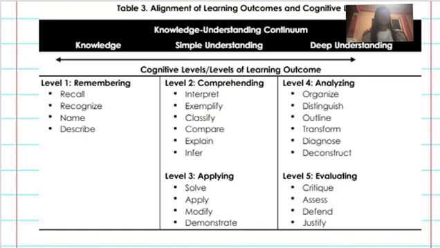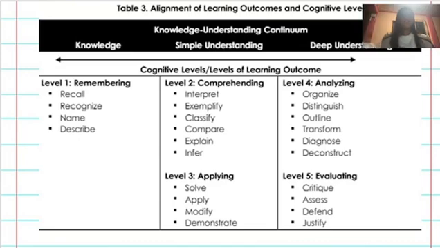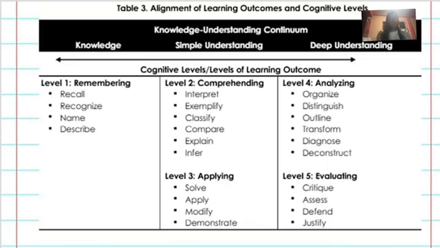So table 3 illustrates how cognitive levels can be aligned with learning outcomes, showing sample behaviors that reflect different depths of understanding. So the knowledge and simple understanding involve the first 3 cognitive levels, which are remembering, comprehending, and applying. So the deep understanding requires the 3 higher cognitive levels, which are analyzing, evaluating, and creating. So that is Bloom's taxonomy. So this is table 3, alignment of learning outcomes and cognitive levels. We are familiar with this since it was a topic in previous reporting.